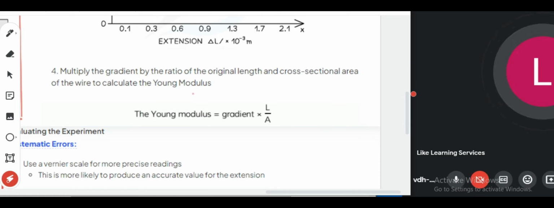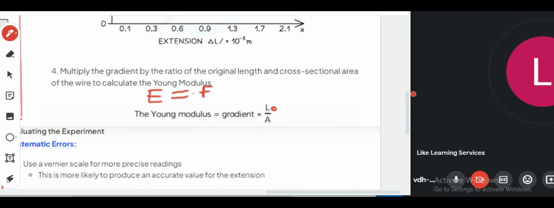And then we can simply multiply the gradient by the original length, or the unstretched length, L0, by the cross-sectional area to find the Young modulus. Remember, we already said that the Young modulus is equal to F times original length over cross-sectional area times extension.